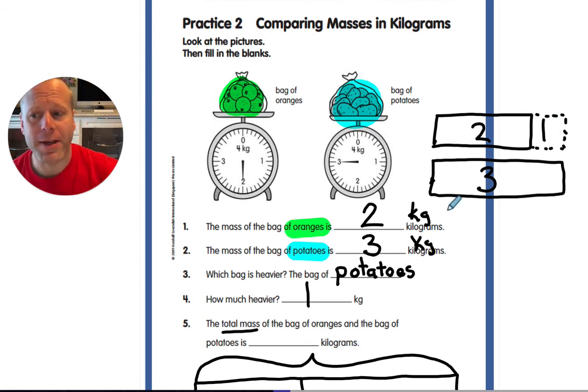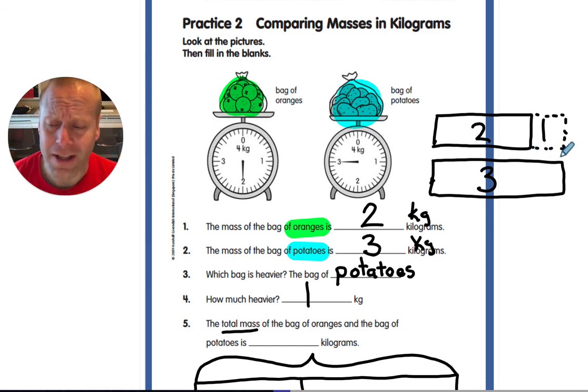Math is always going to make sense when you have those bar models. The number you get should fit the bar. So if you're getting a really big answer and your box is really small, something's fishy. And it might help you to take a second look.